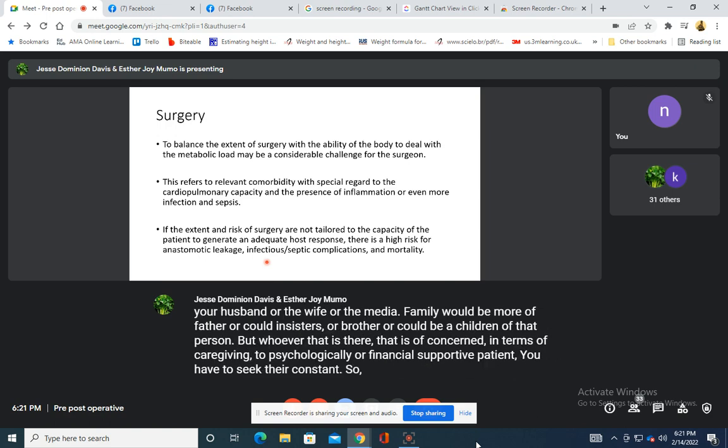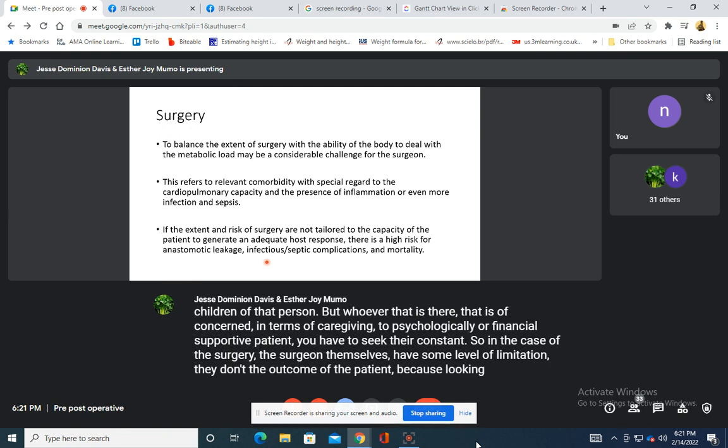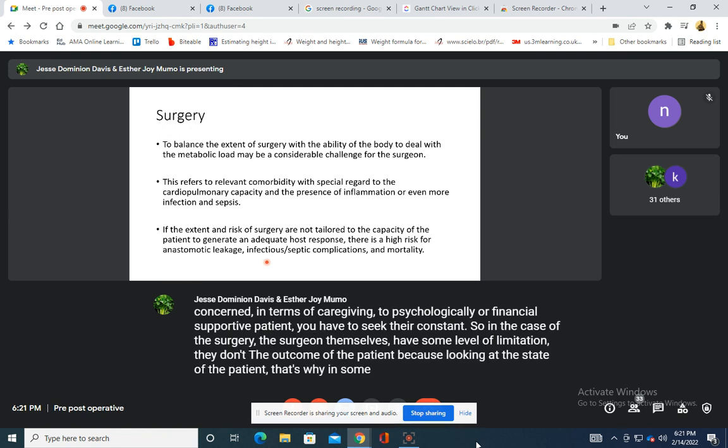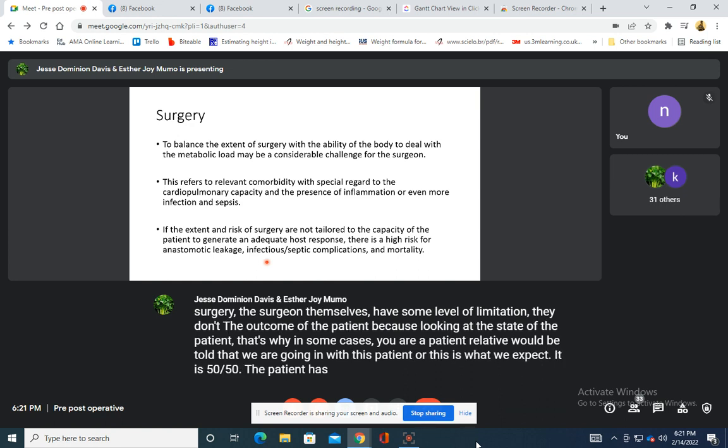So, in the case of surgery, the surgeon themselves have some level of limitation. They don't know the outcome for the patient because of the state of the patient. That's why in some cases the patient's relative will be told, we are going in with this patient, and this is what we expect. It is 50-50. The patient might survive it, or the patient might not survive it.